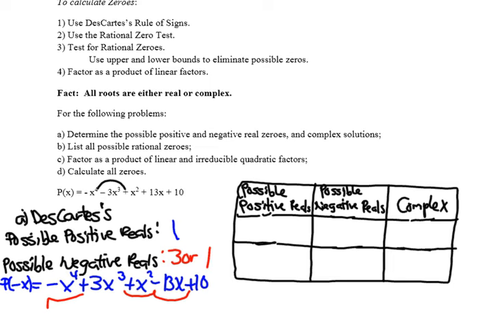So now let's fill in the table for this. Possible positive reals is always going to be 1. The first scenario is 3 possible negative reals. Because the degree is 4, that would leave us with 0 complex numbers in this scenario. The other scenario is you could have 1 possible negative real. And again, the degree is 4, so that could leave us in this particular scenario with 2 complex solutions.